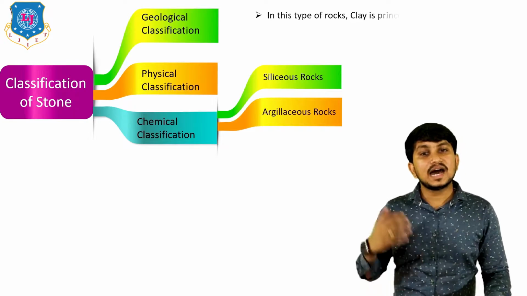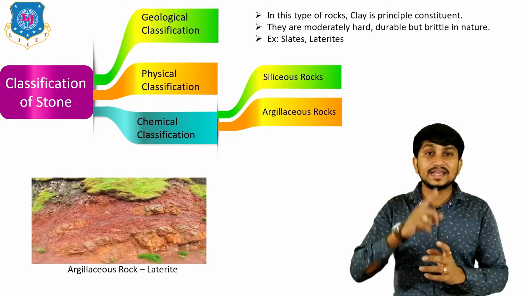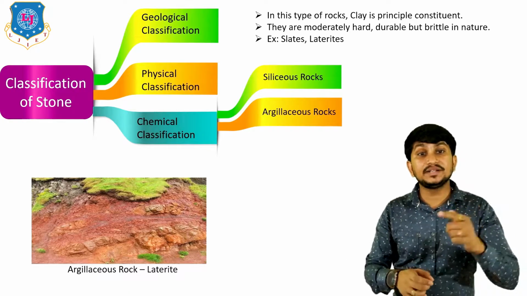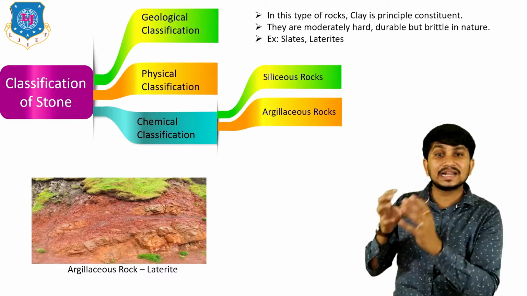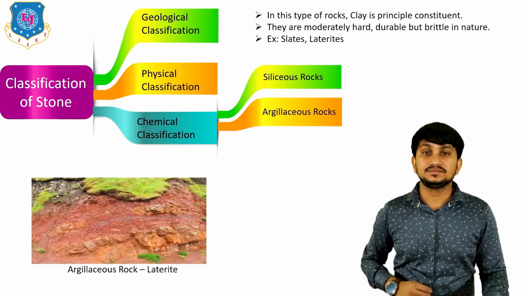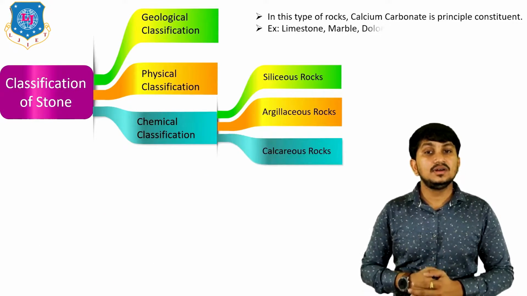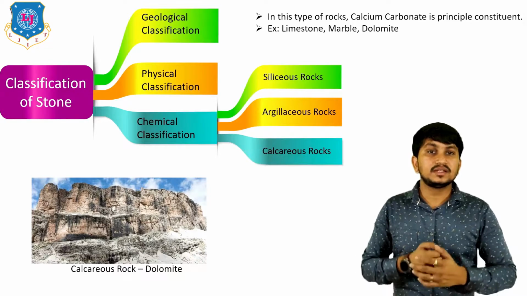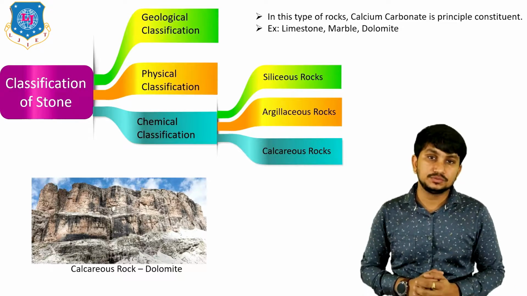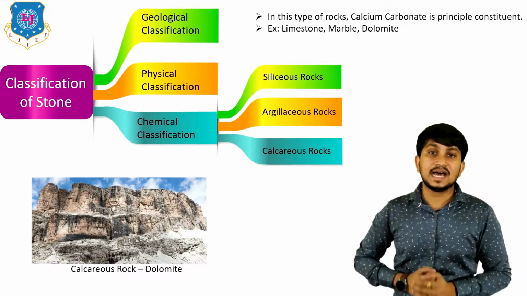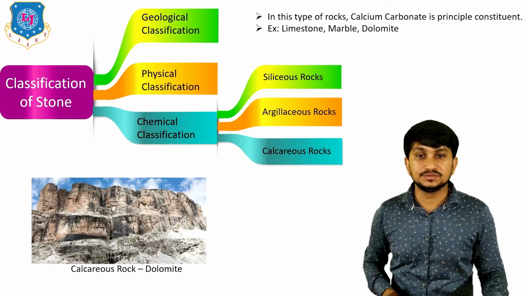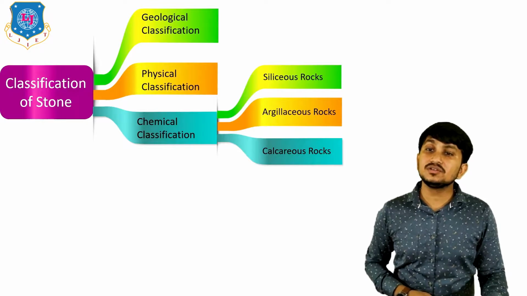Second type is argillaceous rocks. In this type of rock, clay is the principal constituent. They are moderately hard, durable but brittle in nature. The examples of these argillaceous rocks are slates and laterites. This figure is of laterites. Third is calcareous rocks. The name itself says the main component in this rock is calcium carbonate. The examples of these calcareous rocks are limestone, marble, dolomite, etc. This figure is of dolomite. These are the classifications of stone.